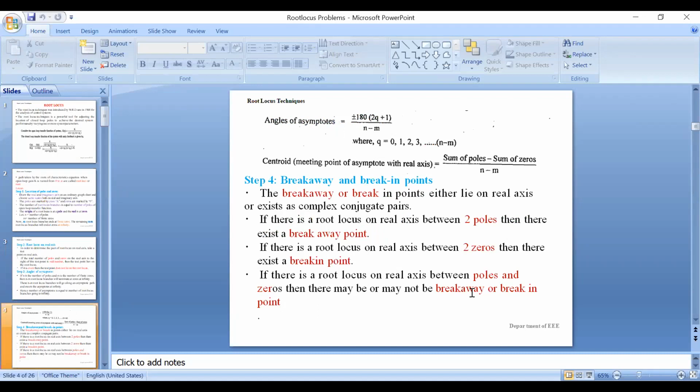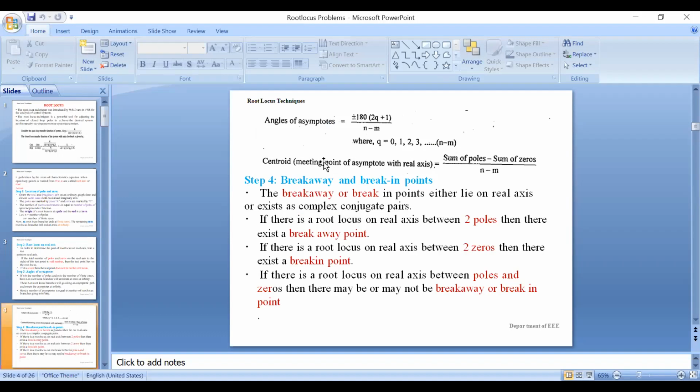So, this is the formula for angle of asymptotes: plus or minus 180 times an odd multiple, that is 2q plus 1, divided by n minus m, where q is equal to 0, 1, 2, 3, and so on up to n minus m. And you need to find out the meeting point of these asymptotes. That is called the centroid, which is the sum of poles minus the sum of zeros divided by n minus m. I think I am clear.